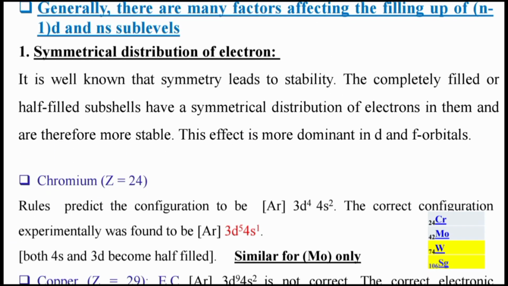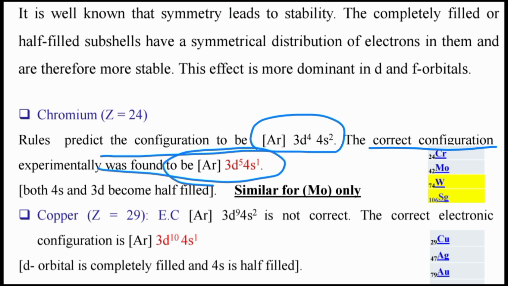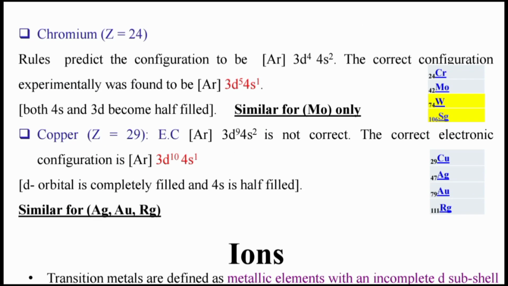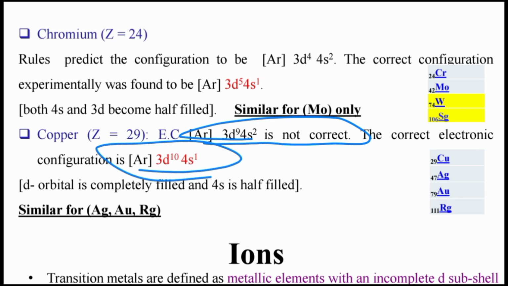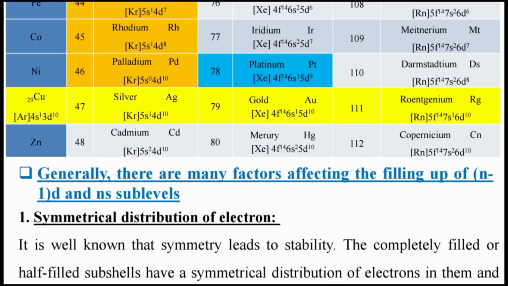Many factors affect the filling of the (n-1)d and ns sublevels. Like in chromium, you can see we might write this, but the correct configuration is 4s1 3d5. Both 4s and 3d become half filled. For copper as well, the expected configuration is not correct. We write 4s1 and 3d10: the d orbital is completely filled and 4s is half filled. These are exceptions, as we follow Hund's rule.